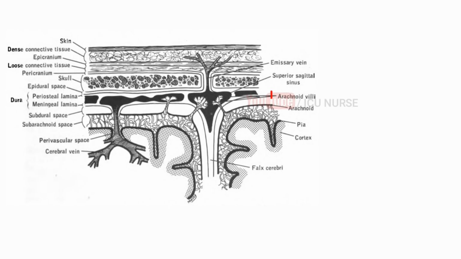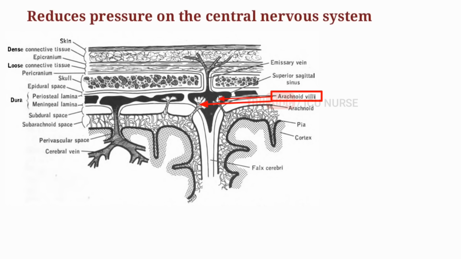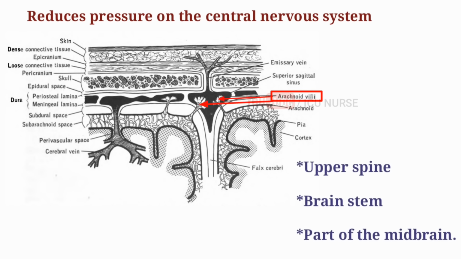The function of arachnoid villi is to reduce pressure on the central nervous system, particularly in the areas of the upper spine, brainstem, and part of the midbrain.